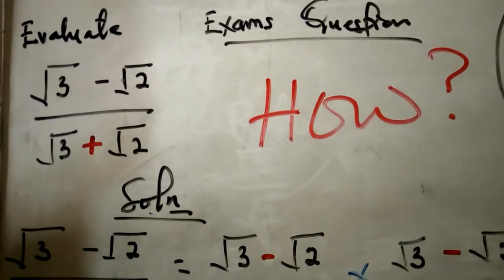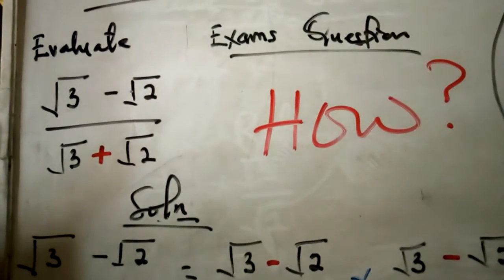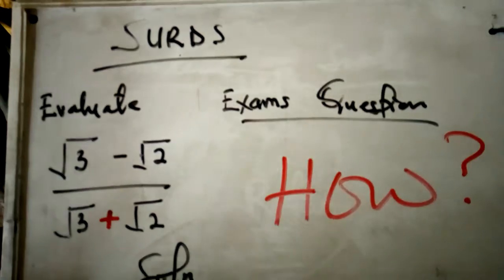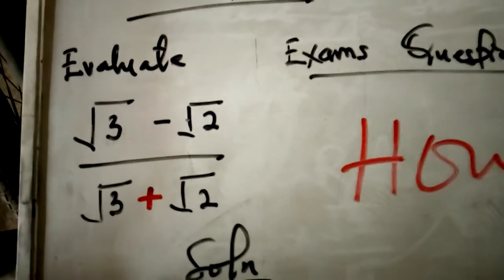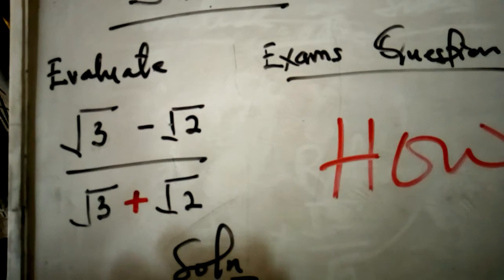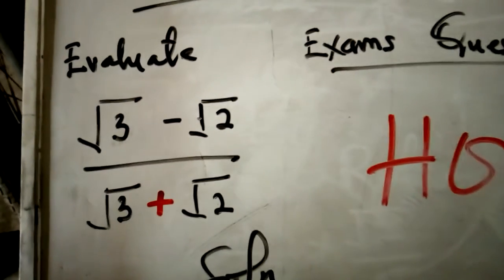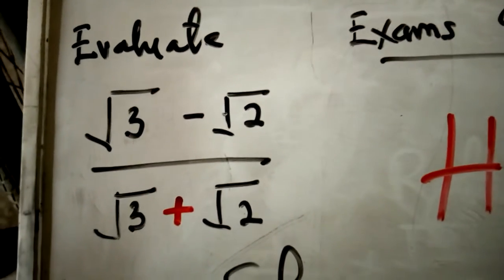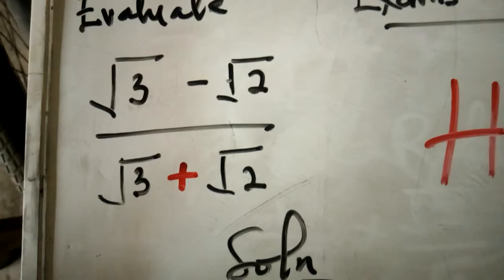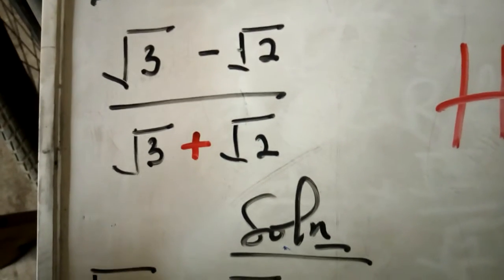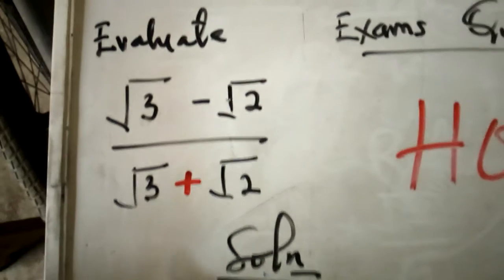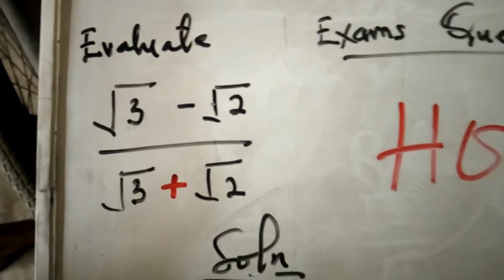These are some of the questions you come across under surds. So this is a pure math question. Of course, this is an elective math question. The question is saying that we should evaluate the square root of 3 minus the square root of 2, all divided by the square root of 3 plus root 2. That is the question, just as simple as that.